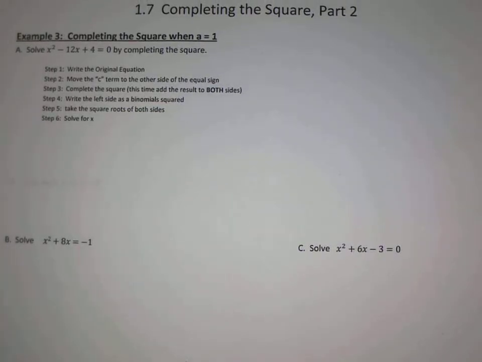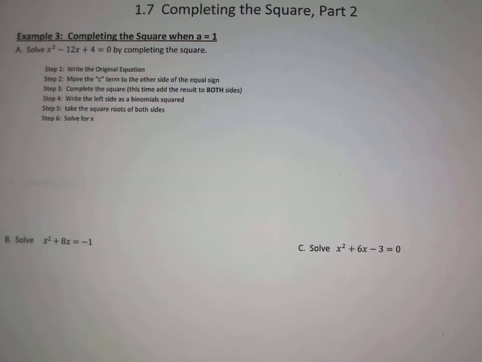All right, today we're going to do completing the square part 2. You have already learned how to complete the square. You did that in the first part of this section, and that was how you took the middle term, divided it in half, and then squared it and added it to the end. This is exactly the same idea.